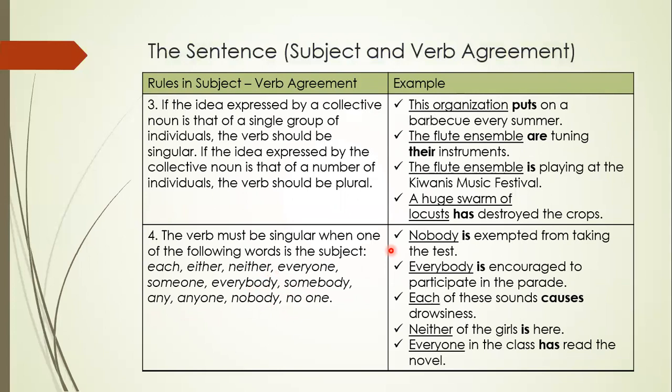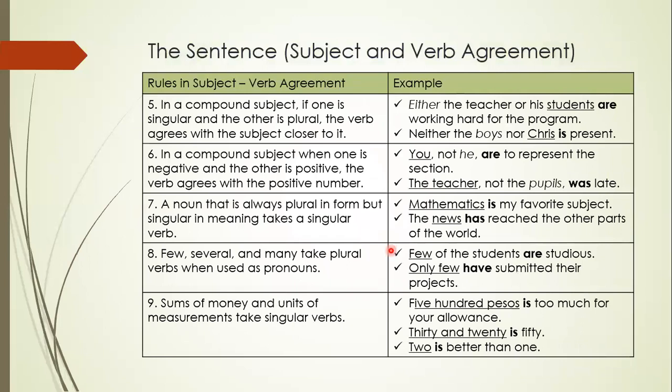All right, let's have rule number 5. In a compound subject, when we say compound subject, it means there are two subjects in the sentence. Let's continue. If one is singular and the other is plural, the verb agrees with the subject closer to it. All right, don't be confused with that. Just look for the subject closer to the verb. Okay, let me give you an example so that you would know. Let's have the first sentence.